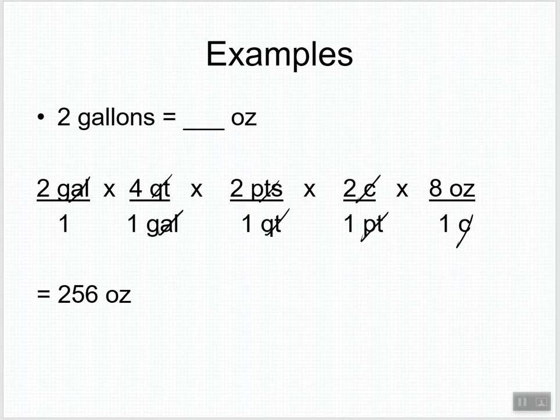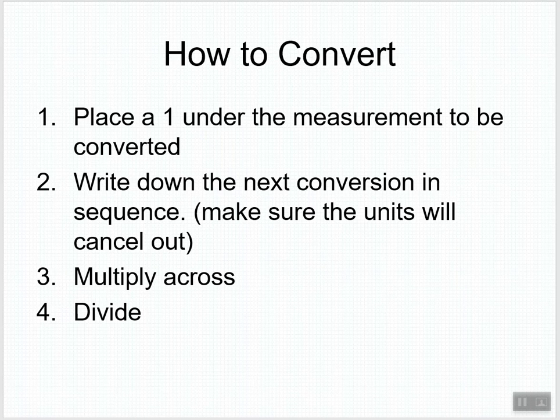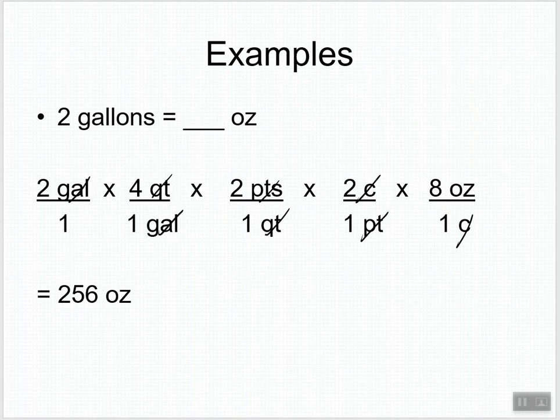Cups and cups. So our next step then, we just finished step number 2. Our next step is to multiply across. So 2 times 4 is 8, times 2 is 16, times 2 is 32, times 8 is 256, I believe, off the top of my head, over 1. So yes, we have 256 ounces. I guess that was 256, wasn't it?